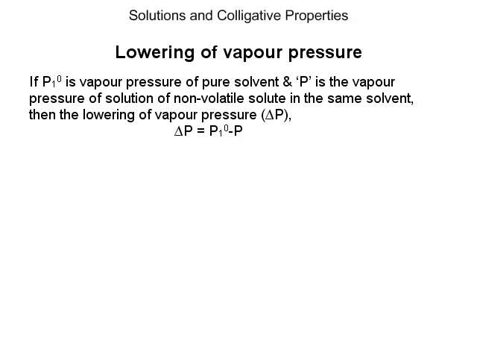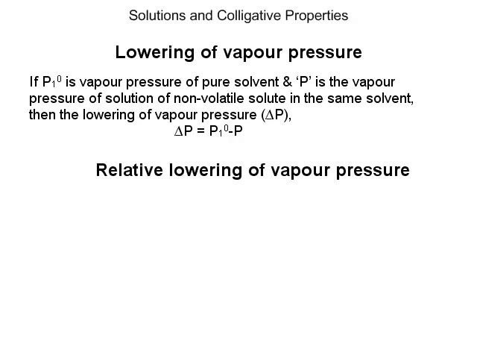If P1⁰ is the vapor pressure of pure solvent and P is the vapor pressure of a solution of non-volatile solute in the same solvent, then the lowering of vapor pressure ΔP is equal to P1⁰ minus P. Relative lowering of vapor pressure is ΔP upon P1⁰, equal to (P1⁰ minus P) upon P1⁰.